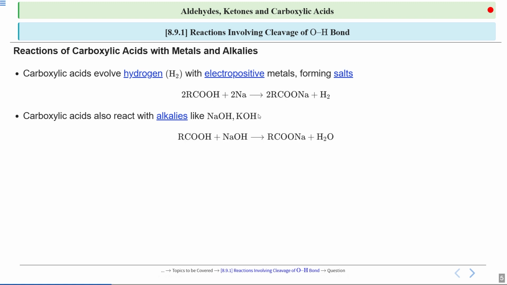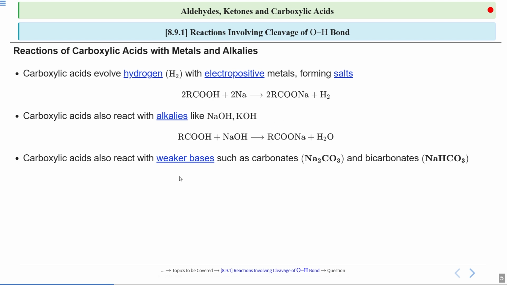If you look at this equation between a carboxylic acid and sodium hydroxide, the carboxylic acid reacts with the base, which is sodium hydroxide, to form a sodium carboxylate salt and water. So this is a typical example of an acid-base neutralization reaction.